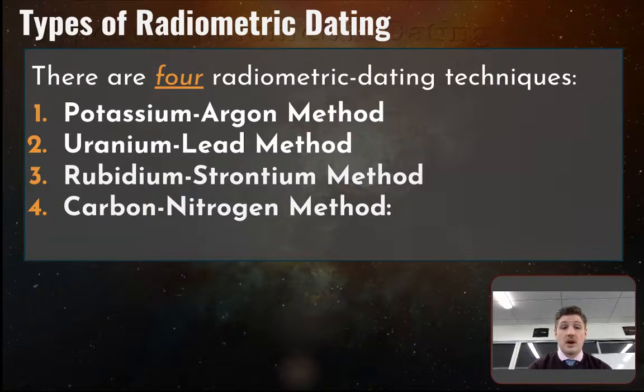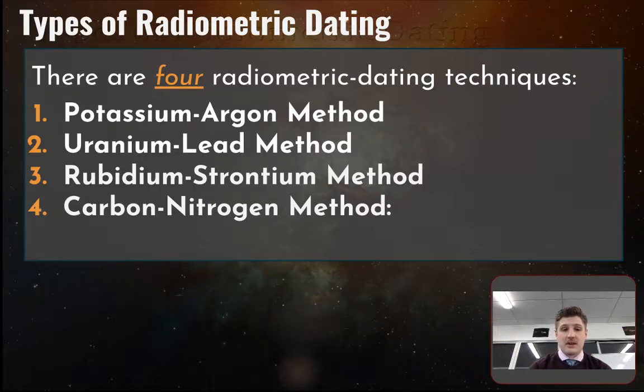We've got the rubidium to strontium method. The unstable parent isotope rubidium-87 forms a stable daughter isotope of strontium-87. The half-life of rubidium-87 is 49 billion years. Okay, this method is used to date rocks older than 10 million years.